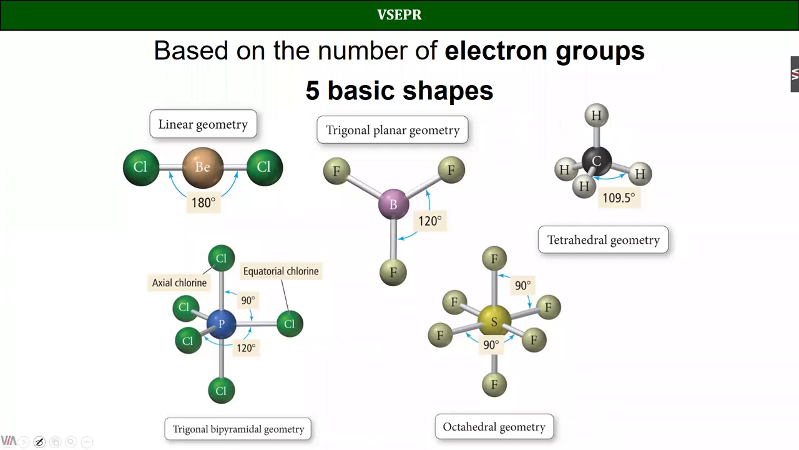All right. So now how do we decide which of these? Well, it all depends on how many things are forced to be around that center atom, because these electrons are trying to be as far apart as possible, right? So all you have to do is draw your Lewis dot structure and figure out how many things are taking up space around that center atom. And it tells you which of these shapes we're looking at.